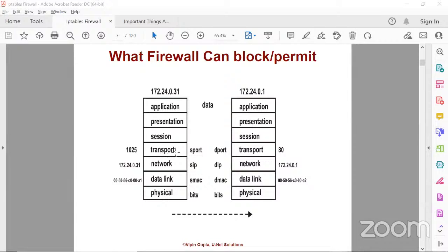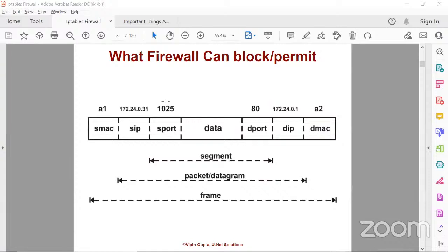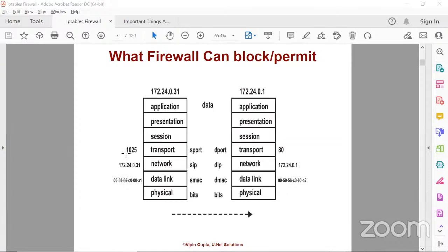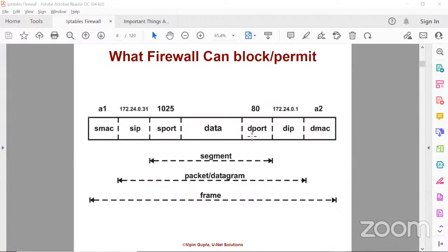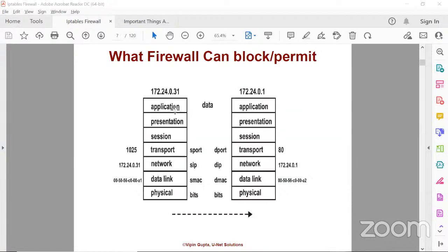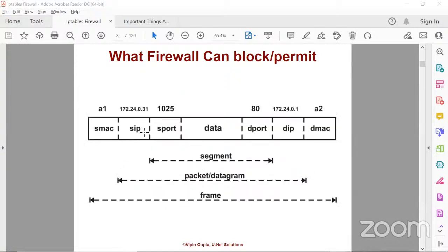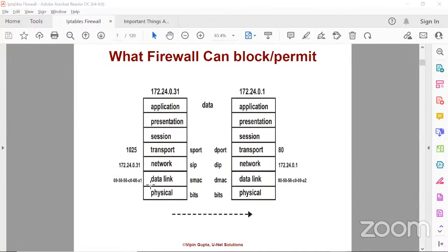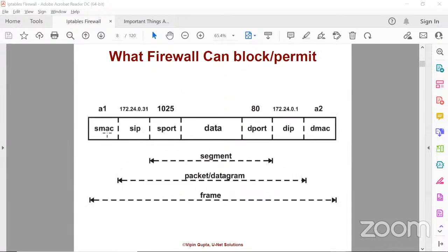Same way, what happens when the data reaches the transport layer? What is the transport layer going to do? It is going to put a source port. And because the traffic is going towards the web server, we know that the web server is on port 80. So this is data, and the transport layer is going to put a source port here and a destination port here. Then when the traffic reaches the network layer, it is going to put the source IP and destination IP. Then when it reaches the data link layer, it is going to put the source MAC and destination MAC.